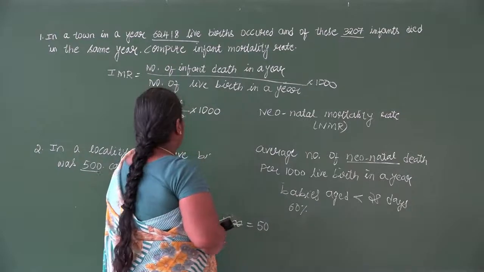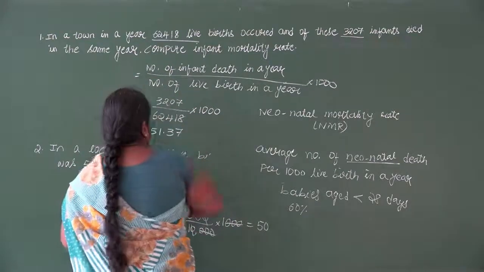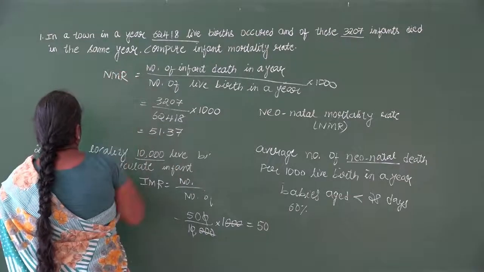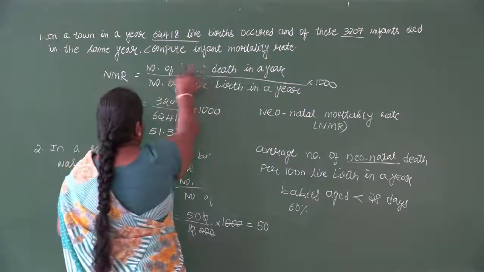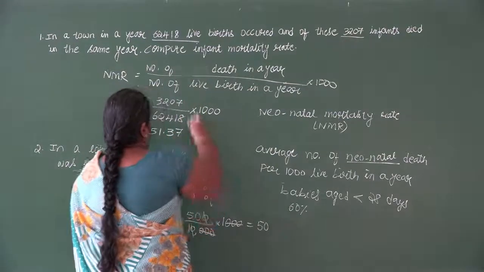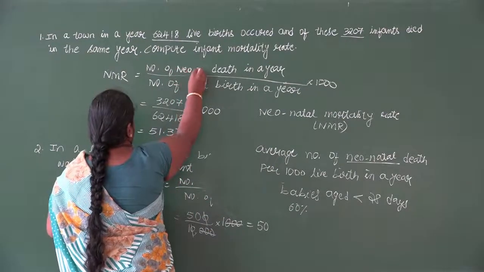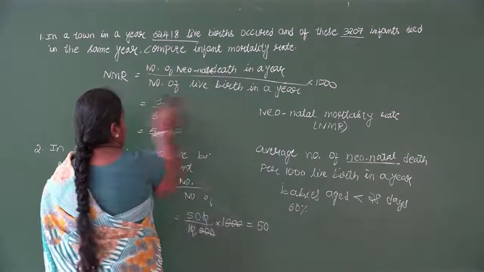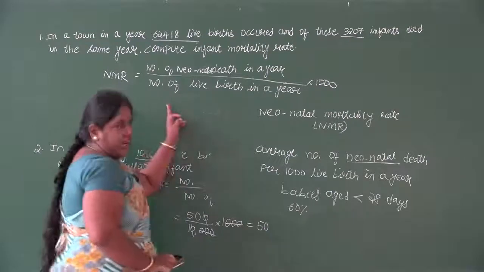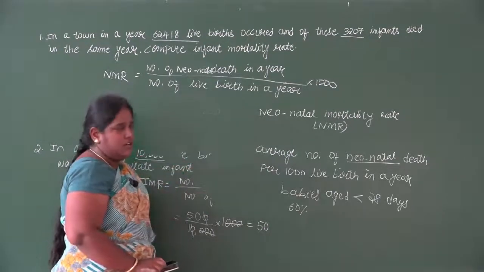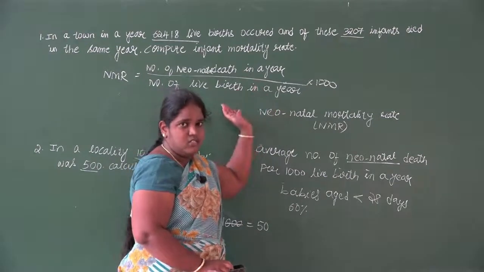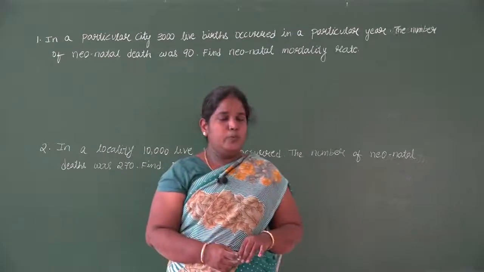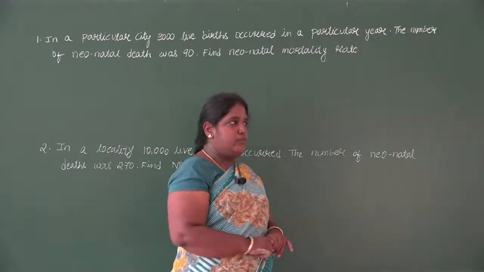So when you write the formula, we will denote neonatal mortality rate as NMR. Instead of infant deaths, we take the number of neonatal deaths. So NMR is the number of neonatal deaths in a year divided by the number of live births in a year into 1000. So this is the formula for the neonatal mortality rate. Now we'll do the problems based on it.